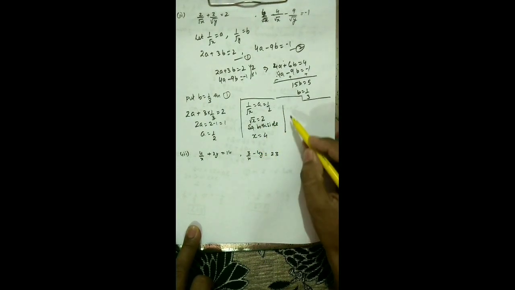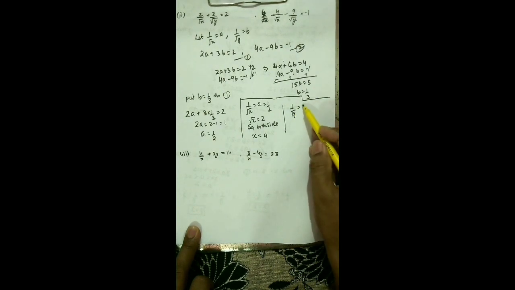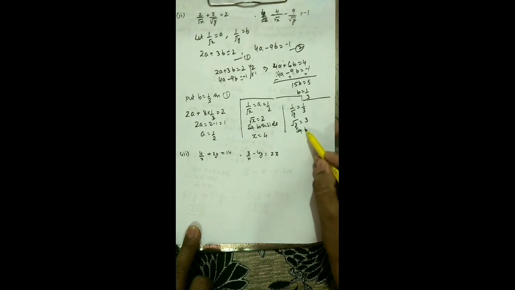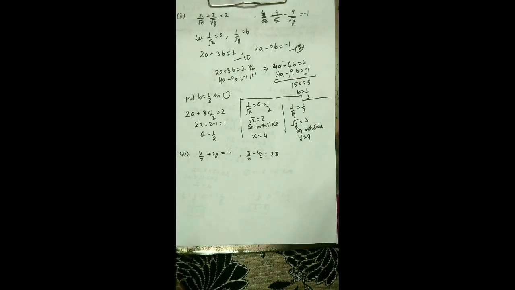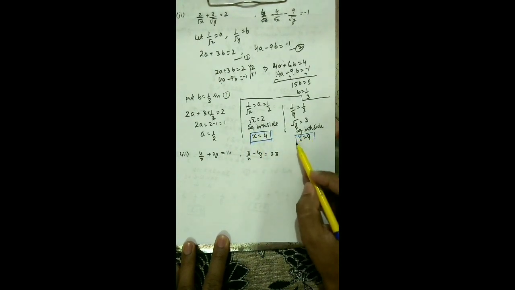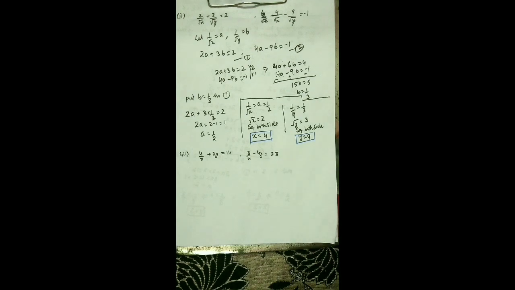Now the second one was 1 upon root y, you assume this as b, so b is 1 upon 3. Again do the reciprocal of both sides, so this will be 3, squaring both sides again, so you get y equal to 9. So this is how you have got the solution of this type of equation. Whatever we have done in the last two questions, you can see now we are trying to convert the equations into the normal form as we did in previous classes.